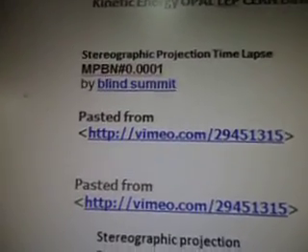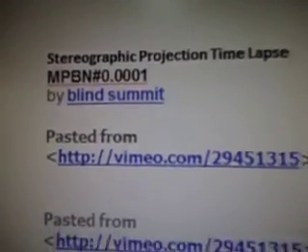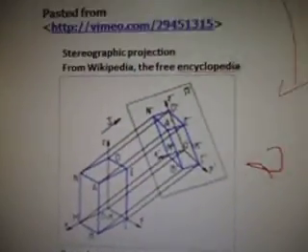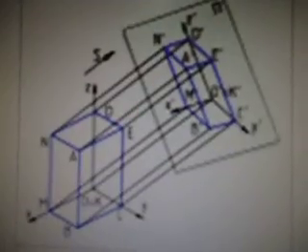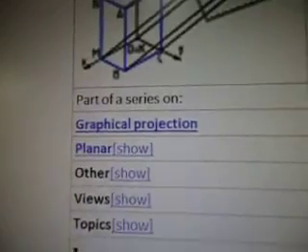So for line 16A, the first thing that came up with that equation was the stereographic projection time lapse, MPVN, and there's the number there, 0.0001 by Blind Summit. It was vimeo.com 294-51315. So of course I had no idea what it was, so I googled it, and this is the diagram that came up. Some sort of projection box or something. Graphical projection it's called. Okay, that's what it looks like there.